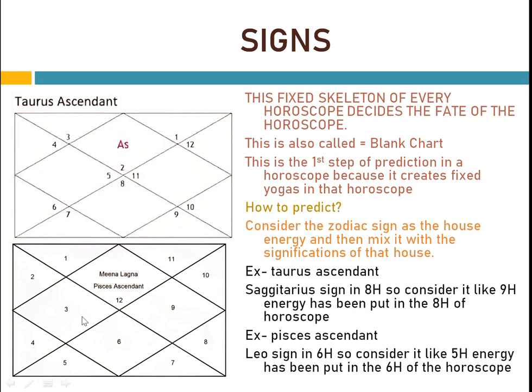Similarly for Pisces Lagna, the fourth house has the Gemini sign, and the seventh house has the Virgo sign. Both are ruled by Mercury, so the fourth house and seventh house are already connected. This is the first step you have to remember: as soon as signs are put in the horoscope, they get connected to each other, and houses get connected to each other through the signs.